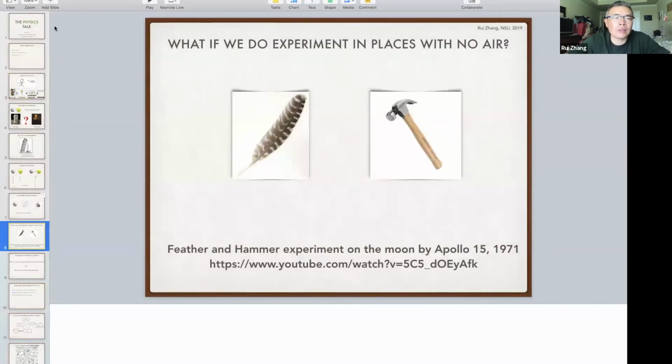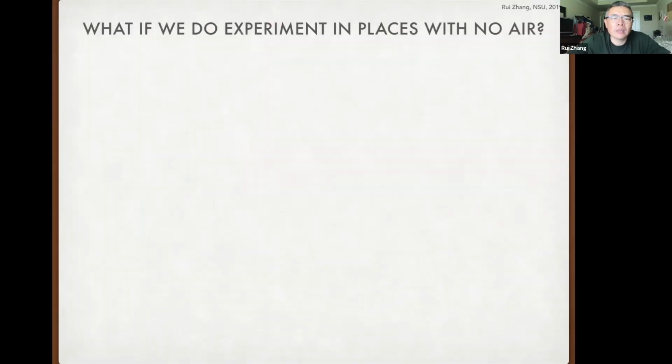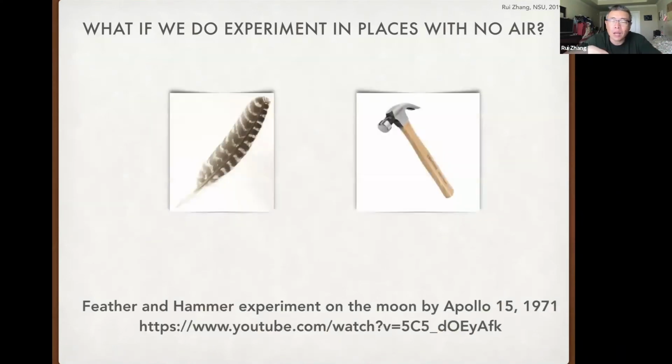Now the next question we could ask is, suppose this is correct, and the air resistance slows things down and makes our experiment not accurate. To verify, you could think about another situation: what if we can do this experiment in a place with no air? In that case, if they fall to the ground at the same time, then it's verified. Actually, this experiment has been done.